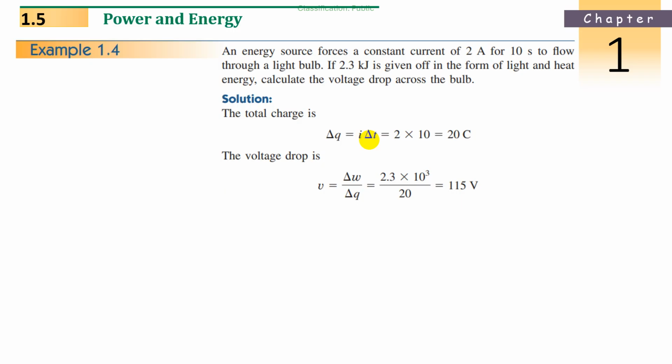If you want Q, what do we have to do? Take the time to the current side. So current multiplied by time is your charge. 2 is the ampere current and 10 is the seconds. So 20 coulombs is the charge.